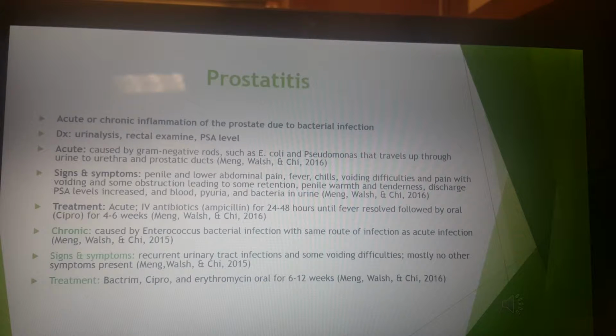Signs and symptoms include penile and lower abdominal pain, fever, chills, voiding difficulties, and pain with voiding, and some obstruction that leads to retention. Penile warmth and tenderness, discharge, and increased PSA levels, blood, pus, and bacteria in urine. Treatment typically includes IV antibiotics for 24 to 48 hours, followed by oral antibiotics for 4 to 6 weeks.